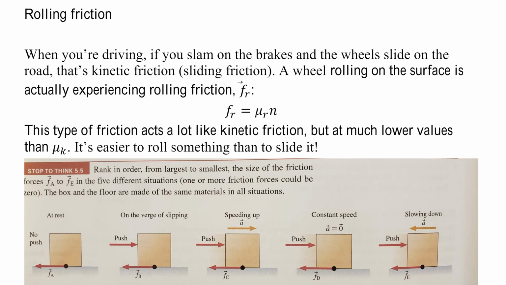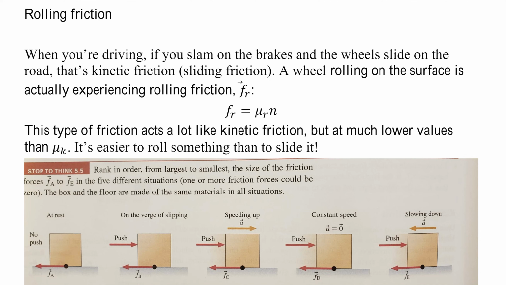Now rolling friction, we kind of talked about in that chart, but we don't really know what rolling friction is. When you're driving, if you slam on the brakes and the wheels slide on the road, that's kinetic friction because the wheels are skidding. But a wheel rolling on a surface is experiencing something called rolling friction, and that is F sub R. So we have F sub S for static friction, F sub K for kinetic friction, that's sliding, and now we have rolling friction, F sub R.